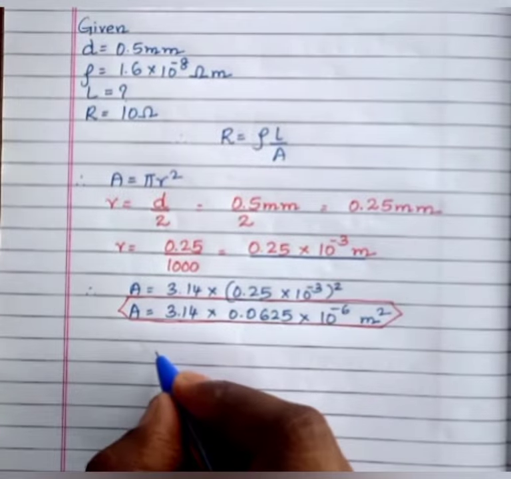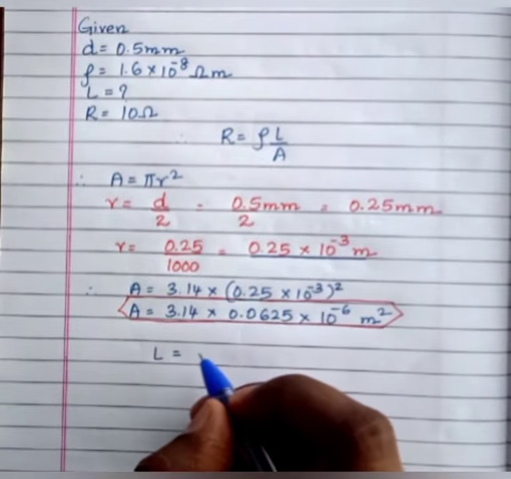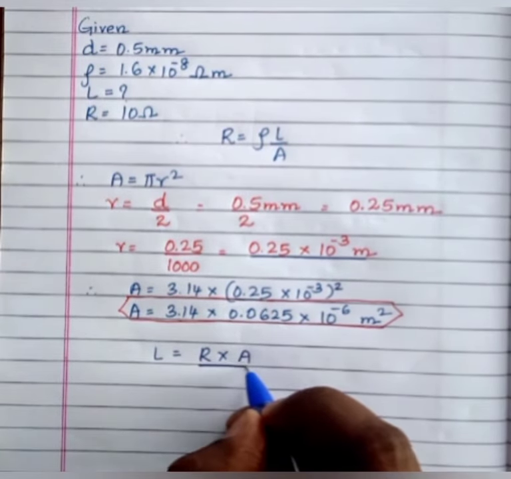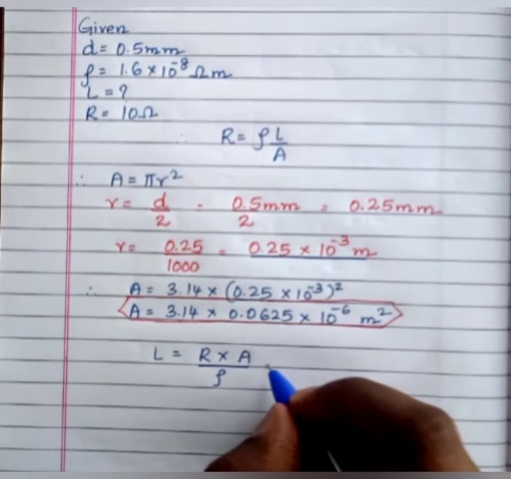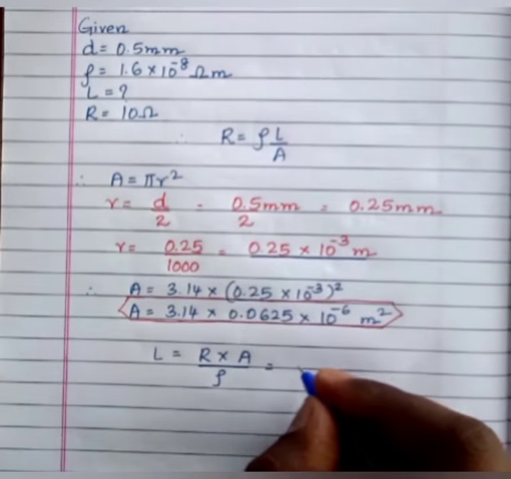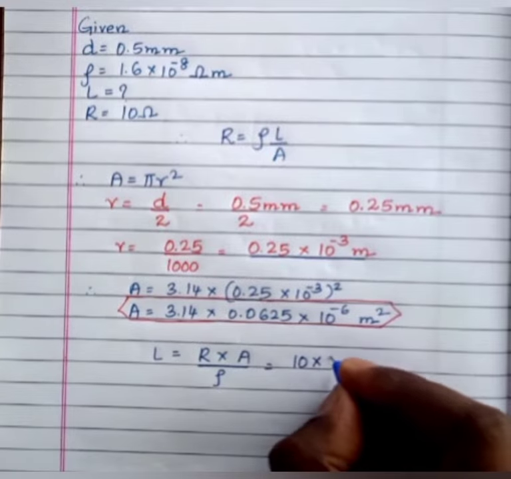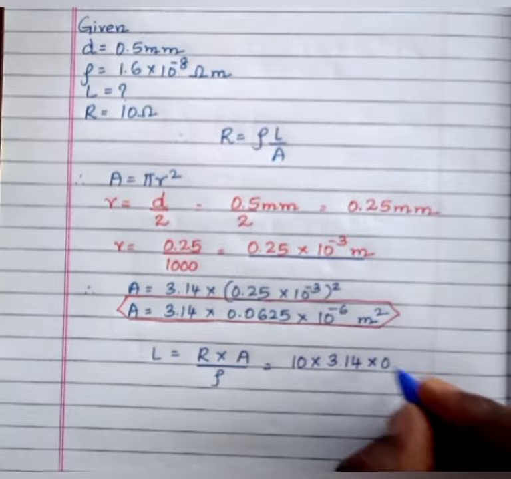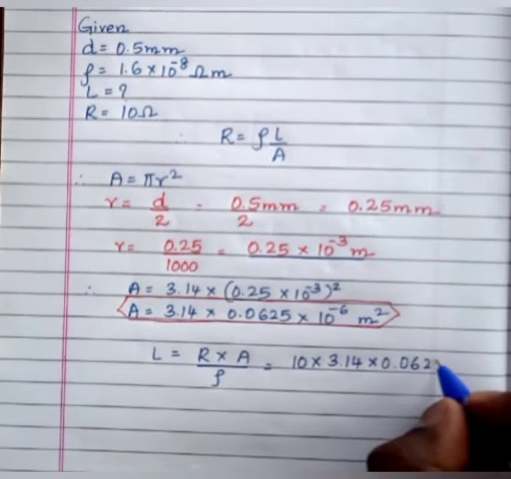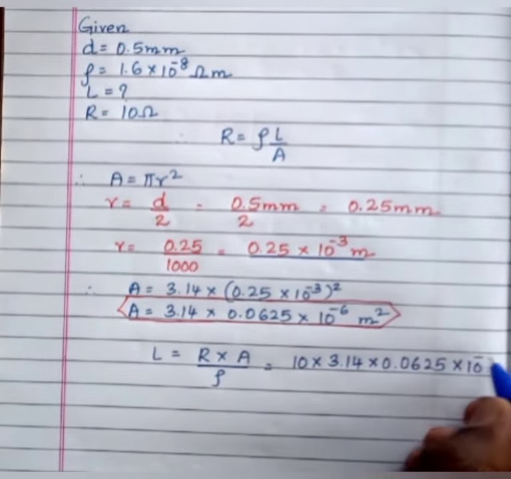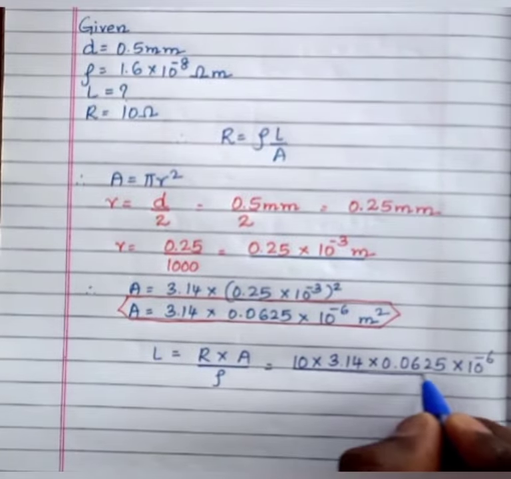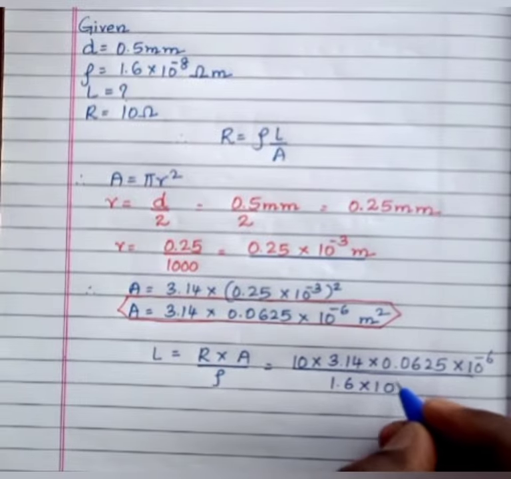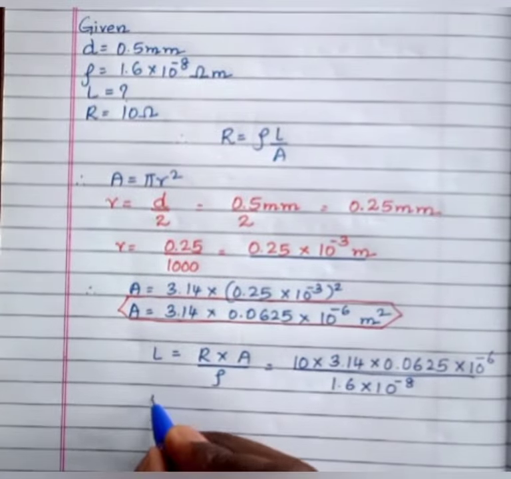Now substitute in the above equation, we get L equals R into A by rho. L equals R into A divided by rho. Now what is the value of R? R is 10 ohm into area is 3.14 into 0.0625 into 10 power minus 6 divided by, what is the value of rho? Resistivity 1.6 into 10 power minus 8. All the units are in meters.